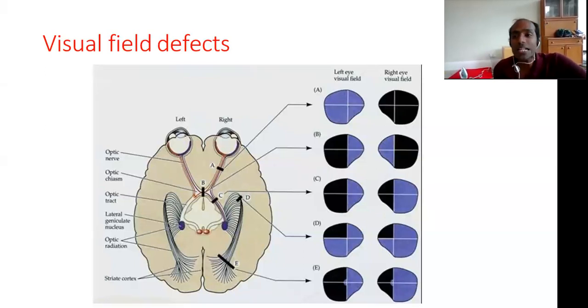We know that the middle cerebral artery supplies the macula. So in a vascular lesion, there is macular sparing. But a tumor does not follow these vascular boundaries. It involves the whole thing, so the macula will be involved. Okay? So that's basically what you need to know.